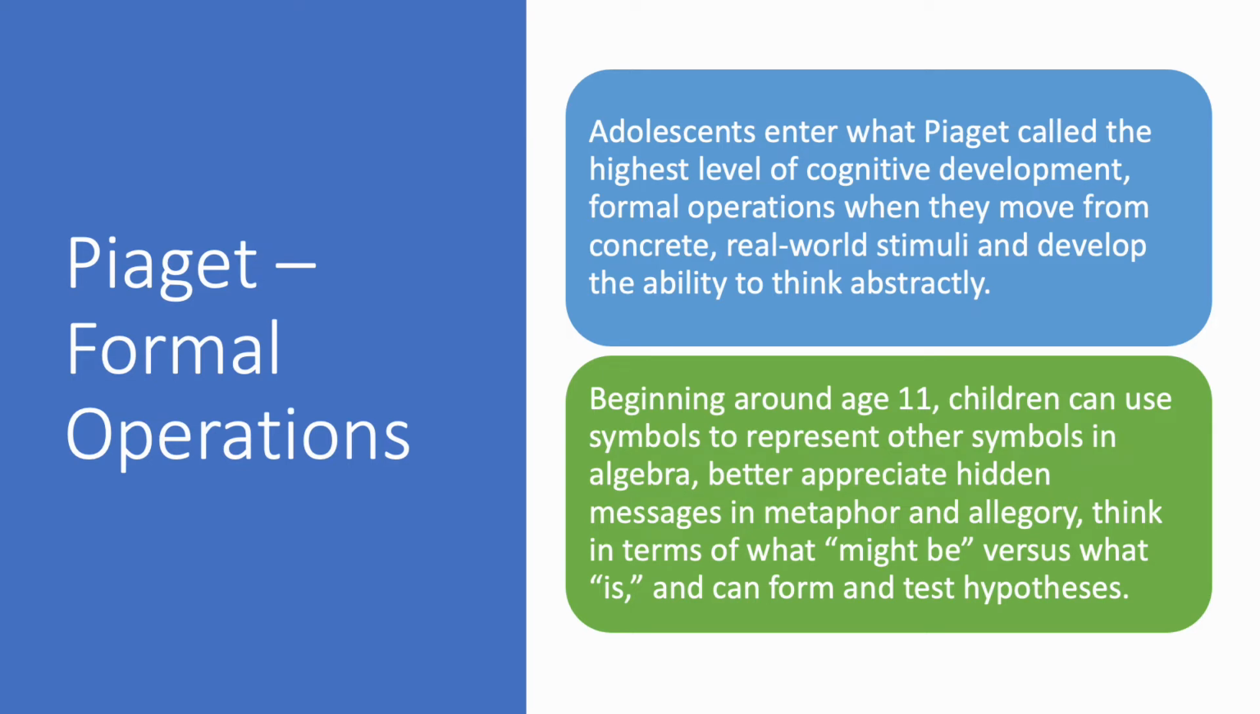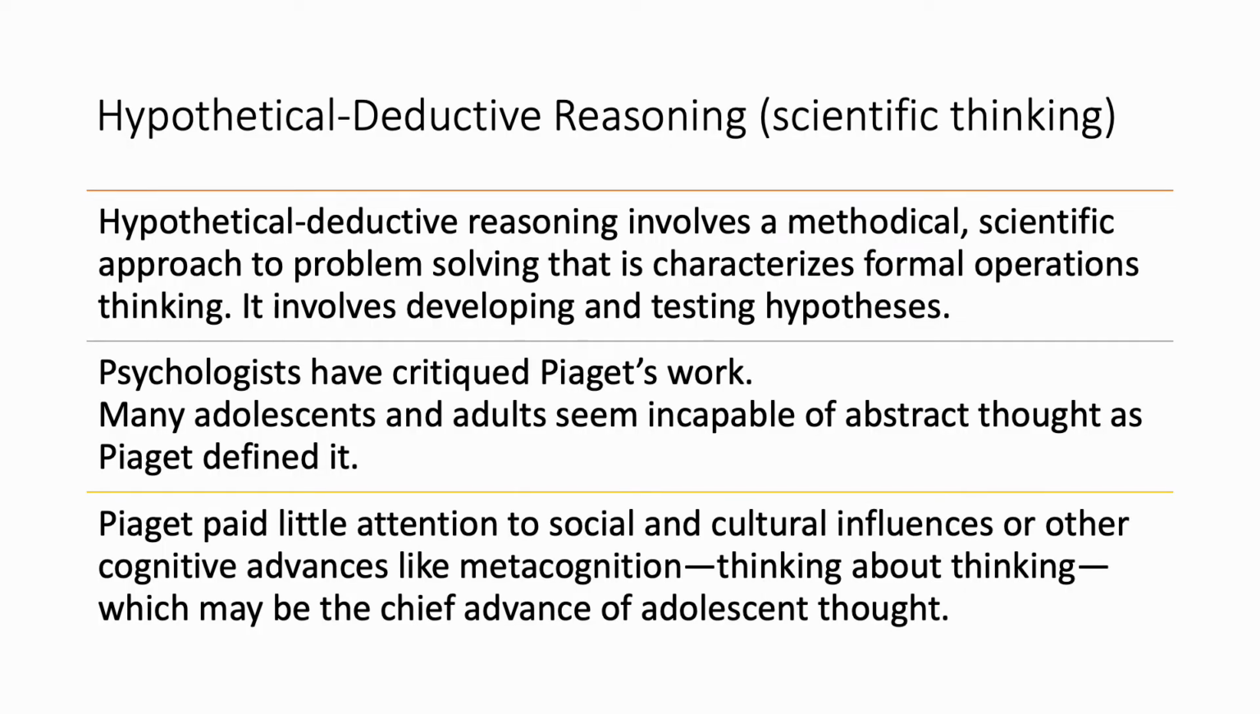This is a process. Beginning around age 11, children can use symbols to represent other symbols in algebra, better appreciate hidden messages in metaphor and allegory, and think in terms of what might be versus what is, and can form and test hypotheses. Hypothetical deductive reasoning is what we think about as scientific thinking. Hypothetical deductive reasoning involves a methodological, scientific approach to problem solving that characterizes formal operations thinking. It involves developing and testing a hypothesis. We're going to give you an example in a minute.